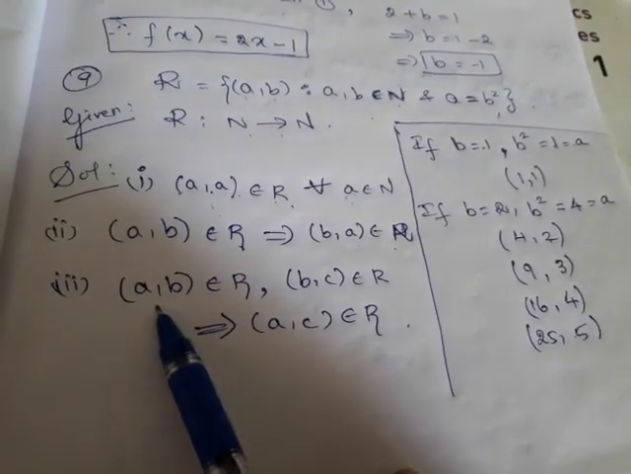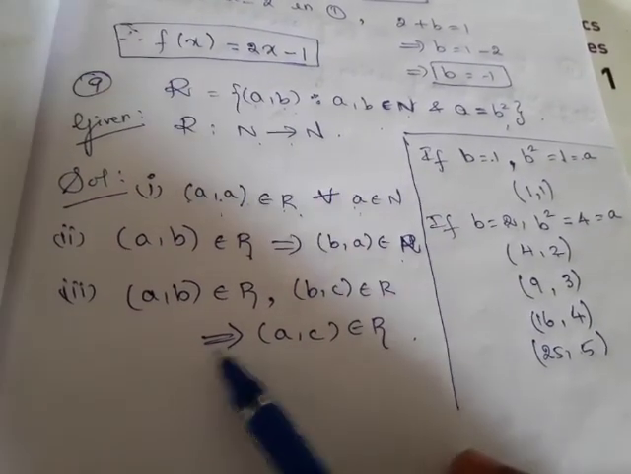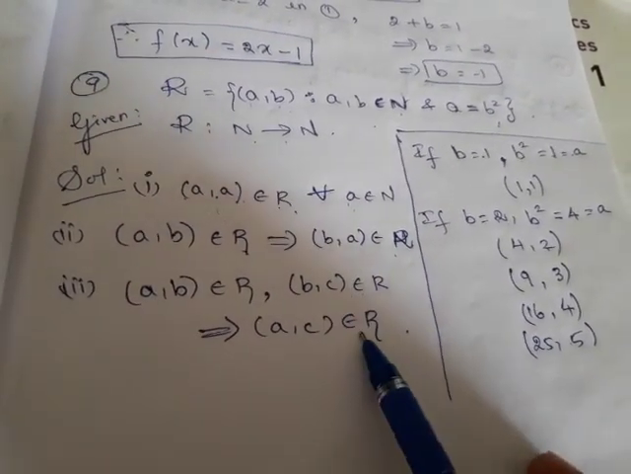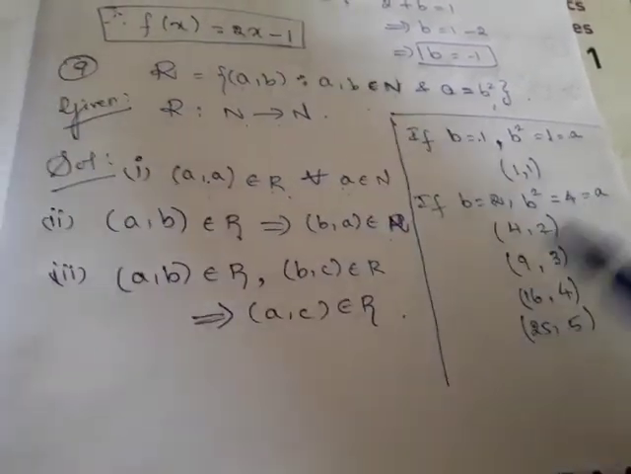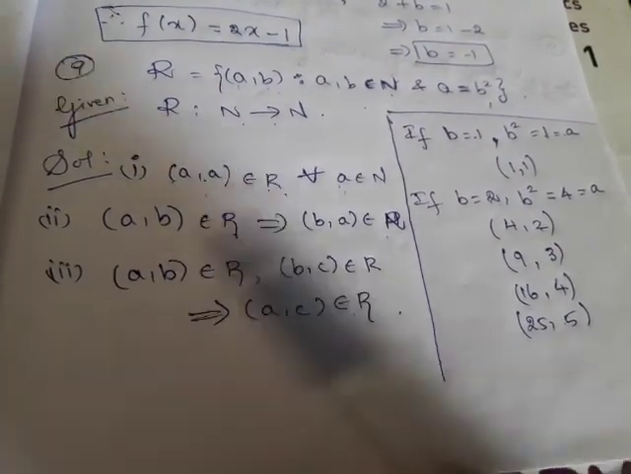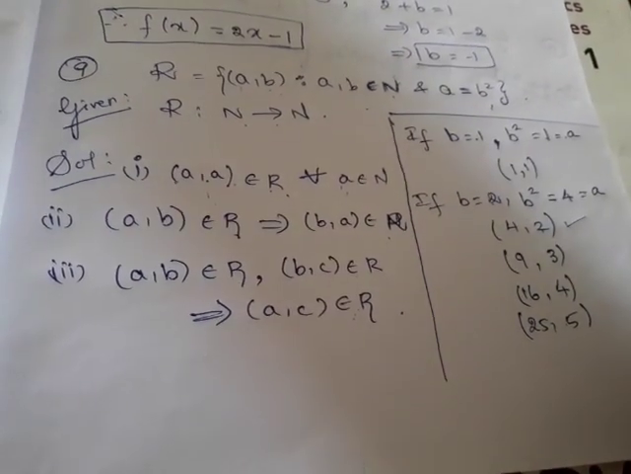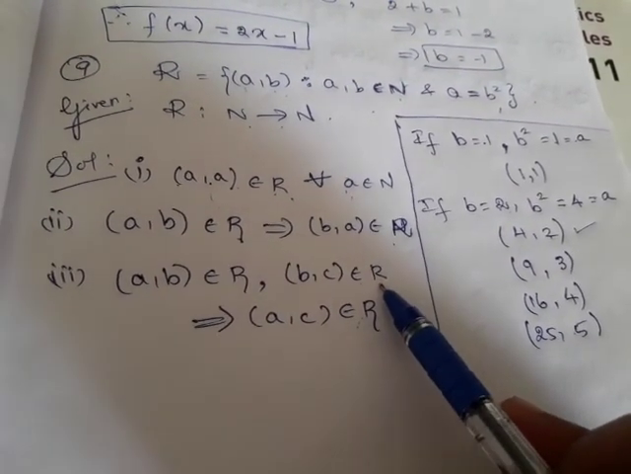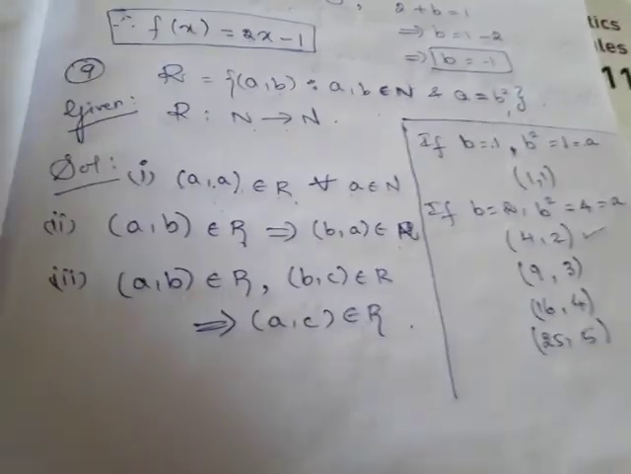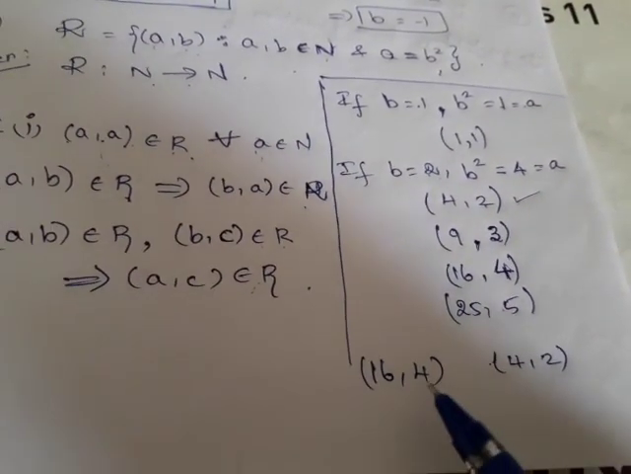If you see the third one, (a, b) belongs to R, (b, c) belongs to R, which implies (a, c) belongs to R. Is it possible? See, you can take one example, (a, b). Suppose I take 4 comma 2, which is there in the relation. Then 2 comma some number which is there in the relation implies (a, c) is also in the relation. Now let us take this example.